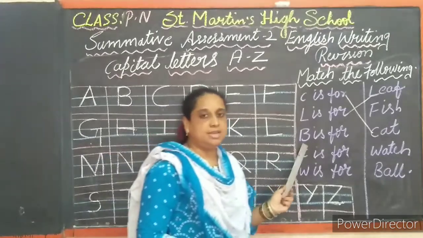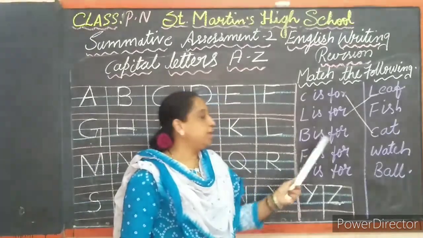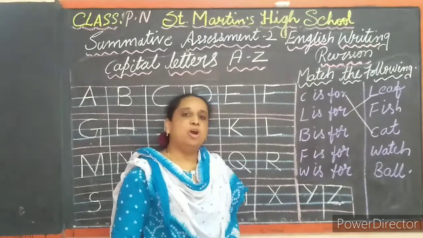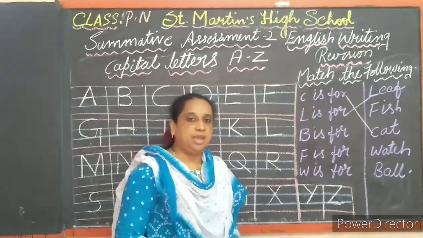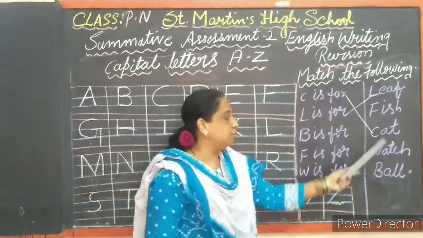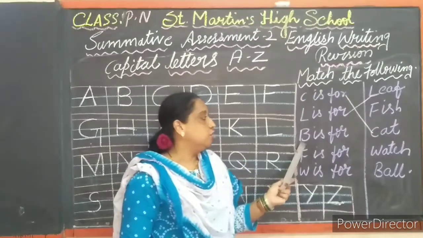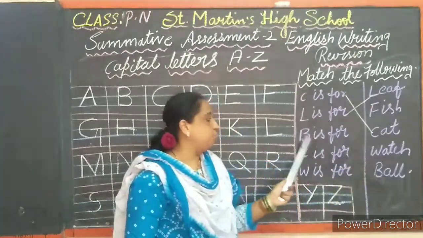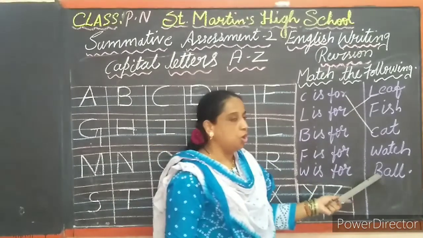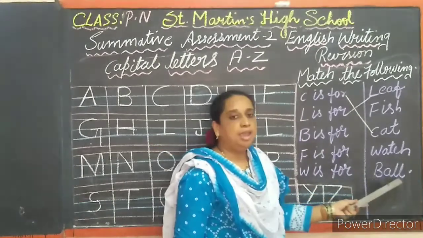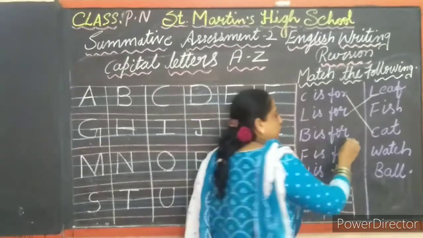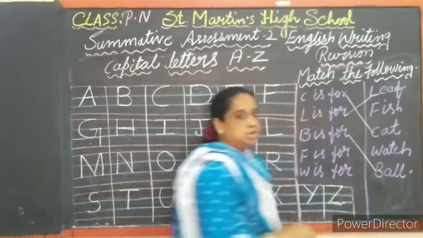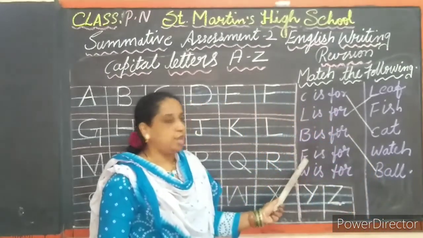Next, what is it here? B. B is for ball. B-A-L-L. So wherever the word starts from the letter B, you should identify here. Then you should match. B is for ball. Ball is here, B-A-L-L. So we should match for this ball. Understood, children?